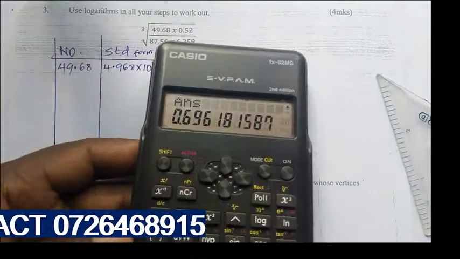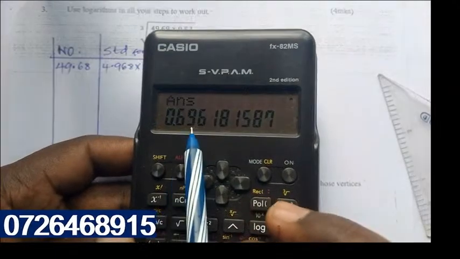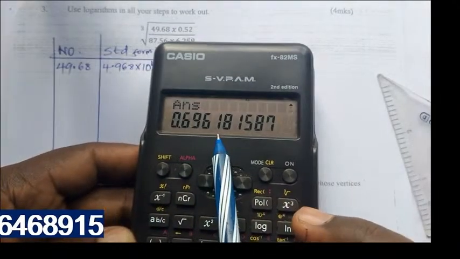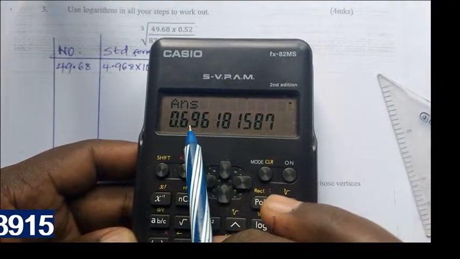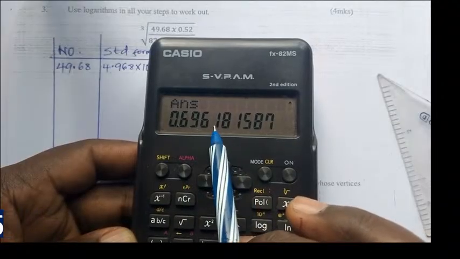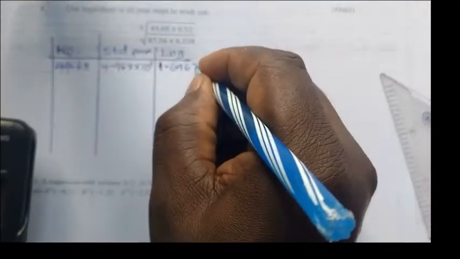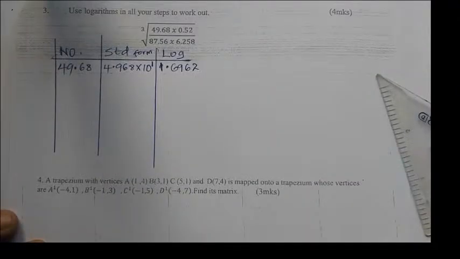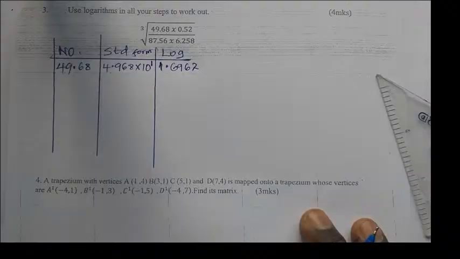So what we have in the calculator is 6961. So you round off to 4 significant figures, 1, 2, 3, 4, round off to 2 when you are using the calculator. But if it is a mathematical table, it is always rounded off.